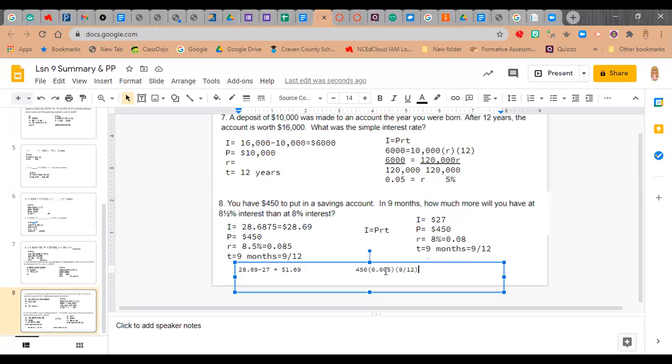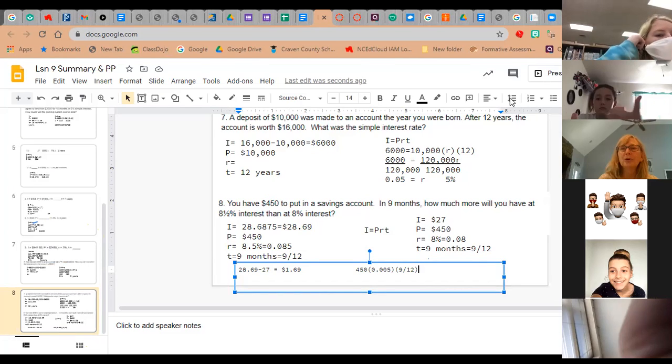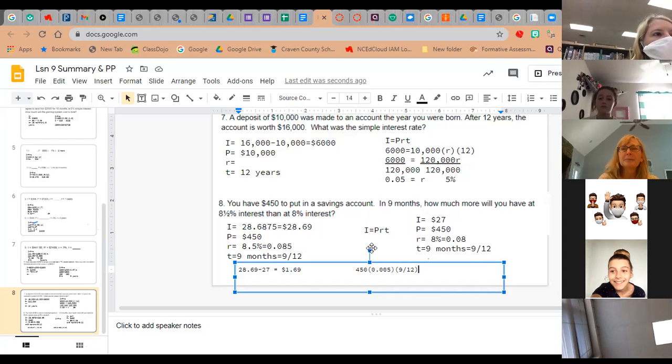Are we feeling better about simple interest? Yes. Yes, no, I don't know. Okay. All right, I saw a thumbs up. Yay, I got a thumbs up.